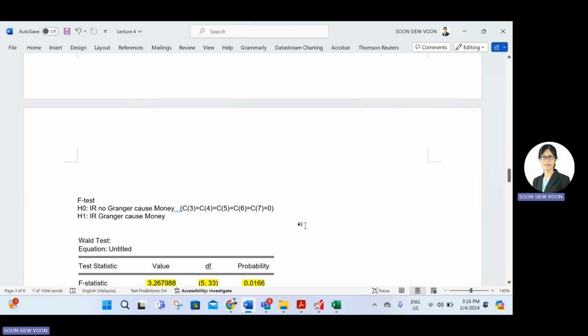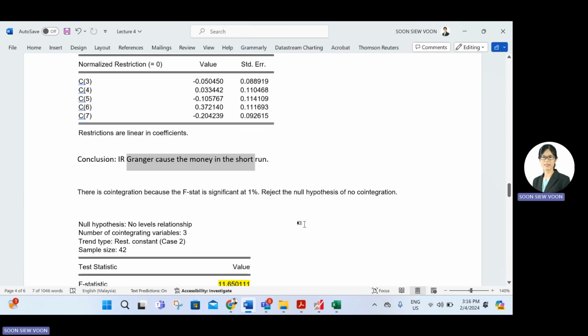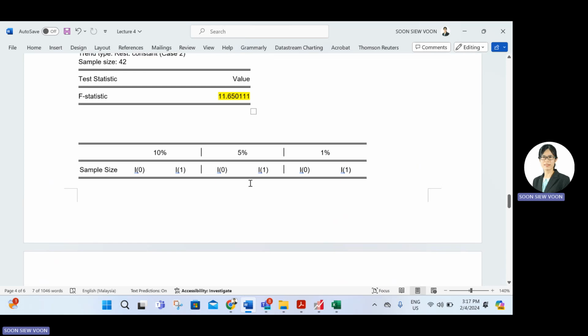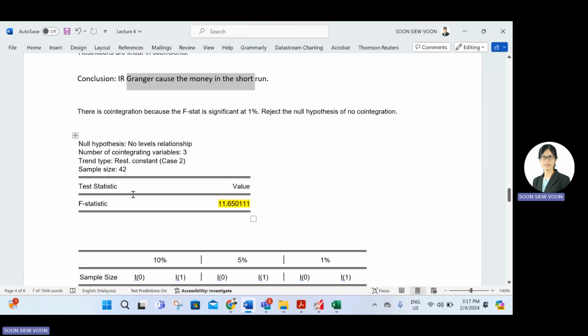So now, how about if the question asks, is there a cointegration or not? Just now was testing for the Granger causality. So how about is there a cointegration? Because for Johansen-Juselius, last week we discussed that Johansen and Juselius have two test statistics, right? The trace and the eigenvalue. So how about the F-test? The cointegration test proposed by Pesaran is actually called the bounds test. Yeah, it's called the bounds test.